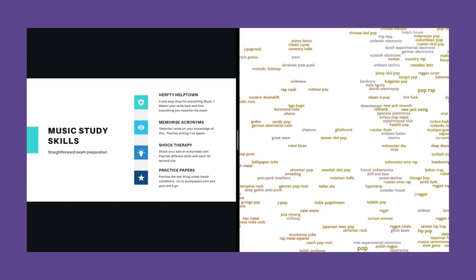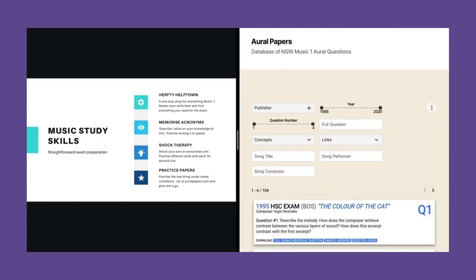And the final thing is to do some practice papers, of course. This website, oralpapers.com, is a fantastic resource to do that. It's got sample answers, marking guidelines, and the official question audio. So do it under timed conditions. Make sure you handwrite it so you get used to the same experience. And then email it to me so you can get some feedback on how you're doing.